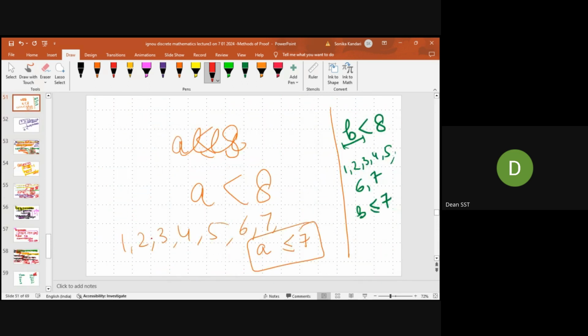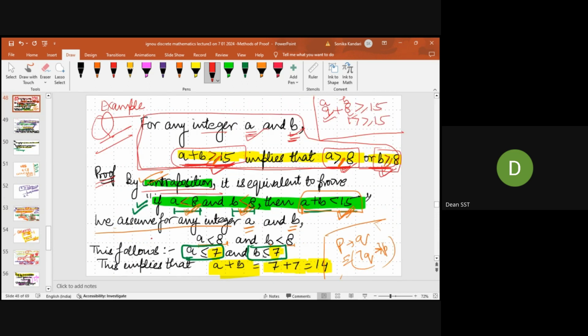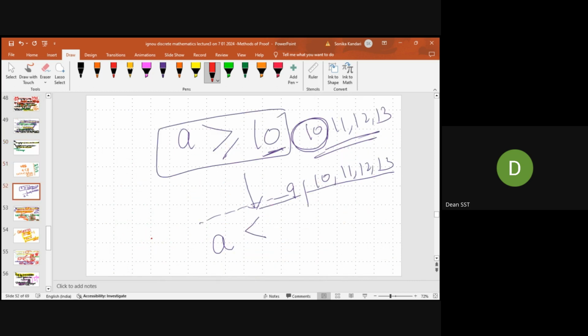See the case of contrapositive. In contrapositive, we have completely reversed. A plus B greater than or equal to 15 implies A greater than or equal to 8 or B greater than or equal to 8. We have done A is less than 8, B is less than 8, and A plus B is less than 15. Completely reversed. Fine.